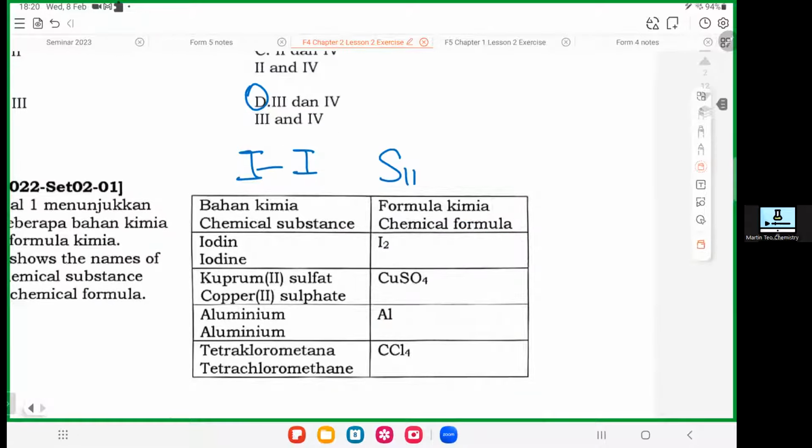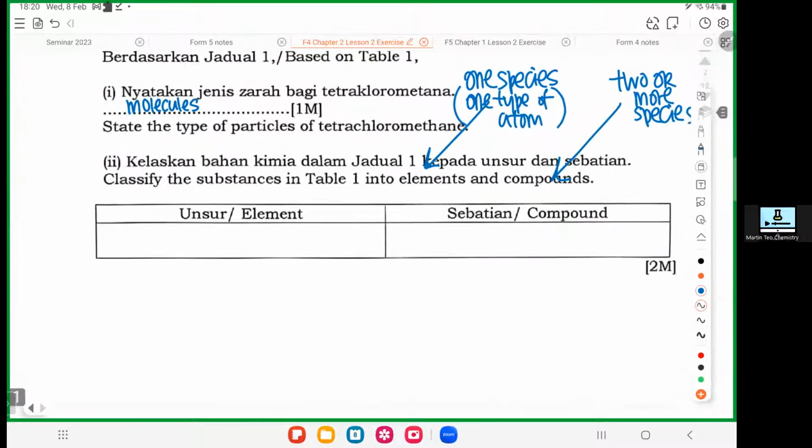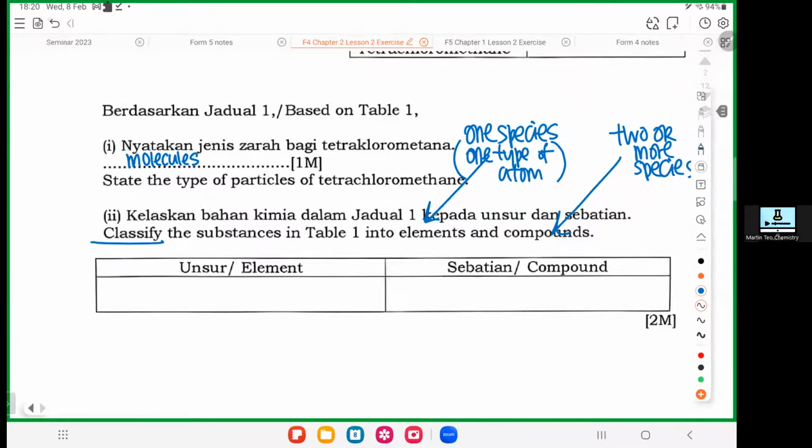Yeah, so let's put it into our table here. When they ask you to classify, you can write the name or you can write the formula, up to your personal preference. Some of you want to write the name, some of you want to write the formula of the substances. Up to you. Okay, because they didn't specify, they only say classify. So let's do it.